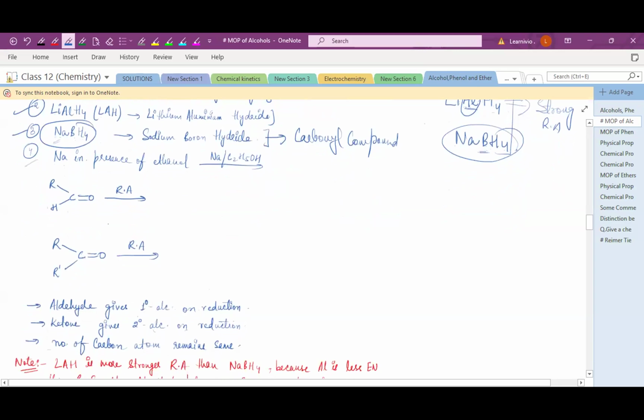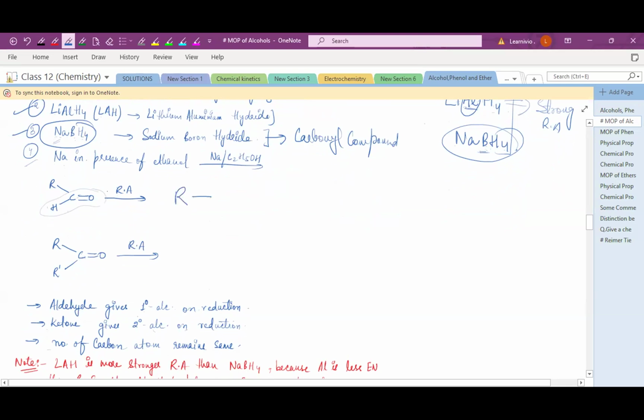So first, suppose we just take the aldehyde. Suppose this is R, CO, and this is the H group. So what is this? This is the aldehyde group. So on the reduction of the aldehyde group, on treatment with the reducing agent, it will get reduced to the primary alcohol R.